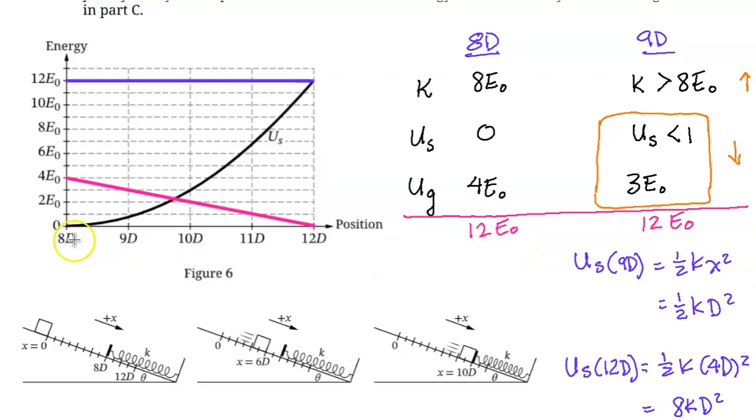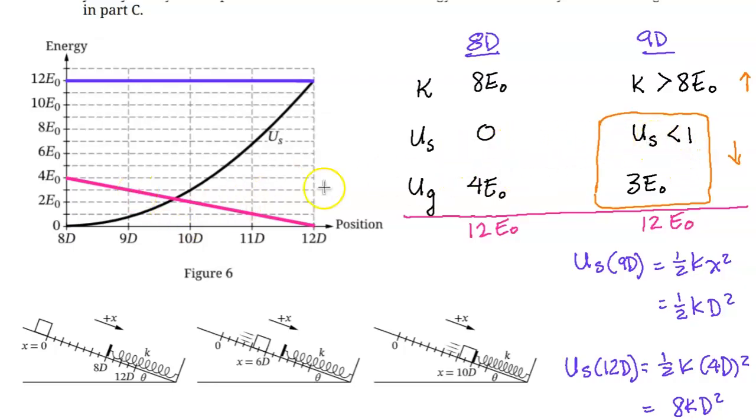At 8D, we know that the spring is not compressed, so it has zero amounts of energy. The gravitational potential energy, which we just solved, is going to be 4 E naught, which means that the kinetic energy has to be 8 E naught because they have to add up to 12 E naught of energy. Now, at 9D, we know that the gravitational potential energy is going to be at 3 E naught, and we can see that from our graph right here.